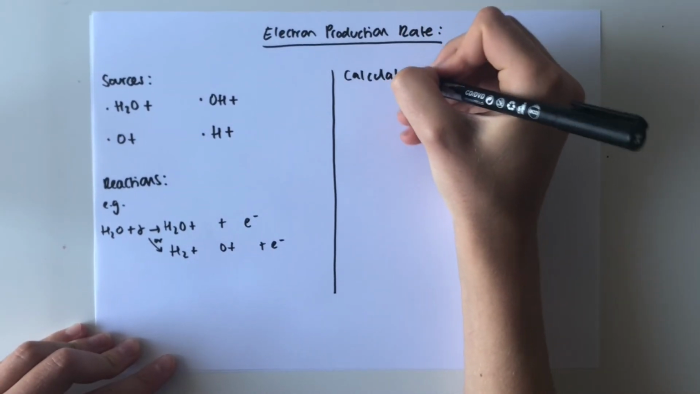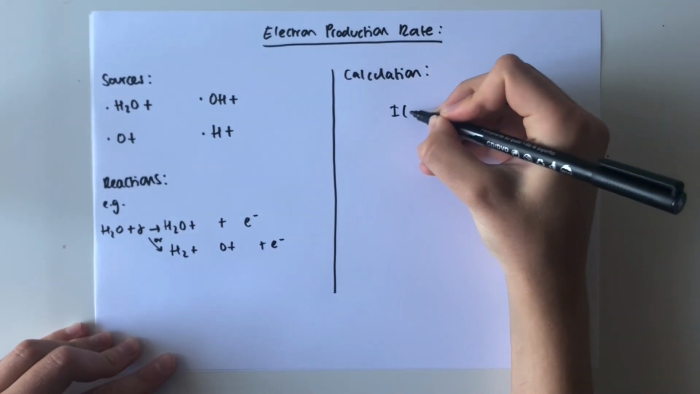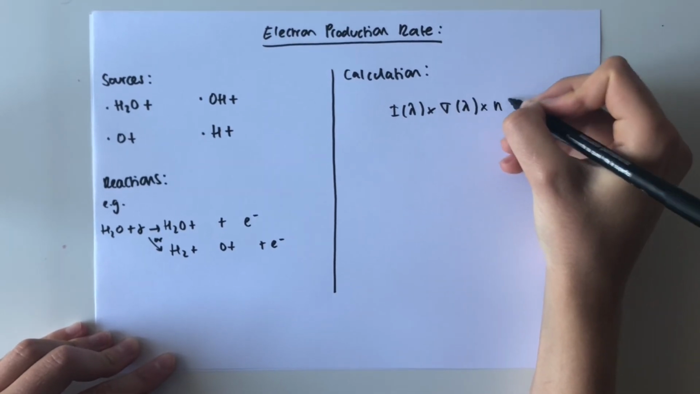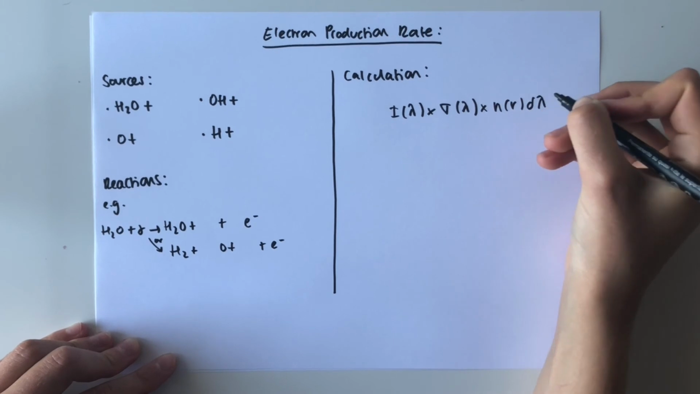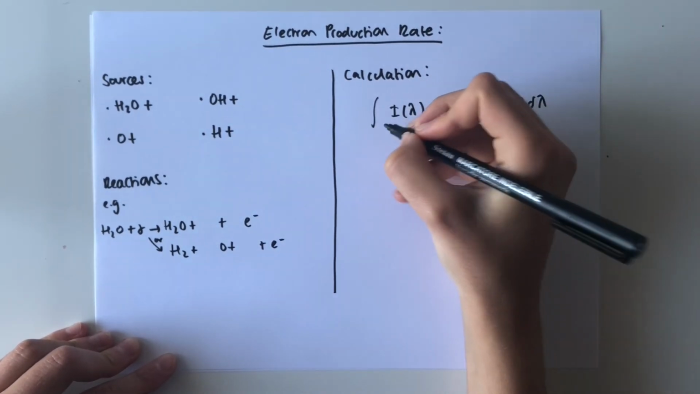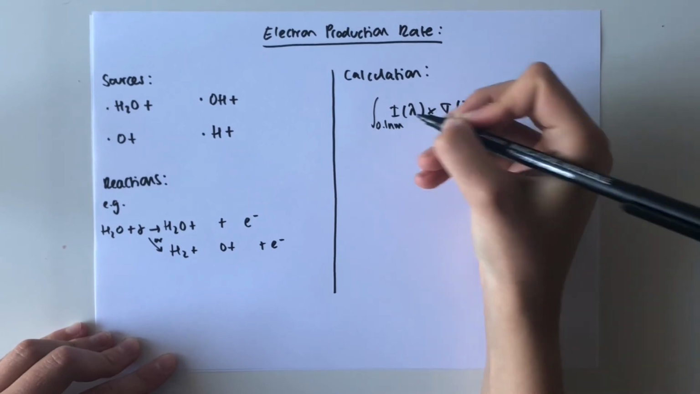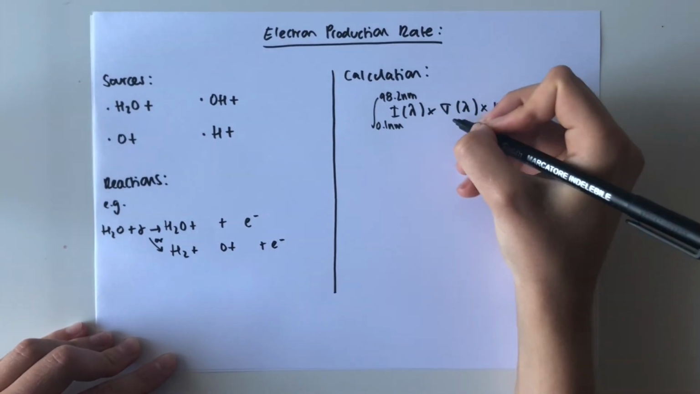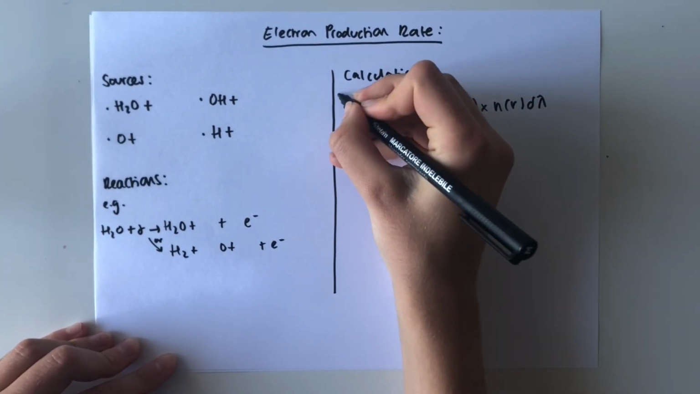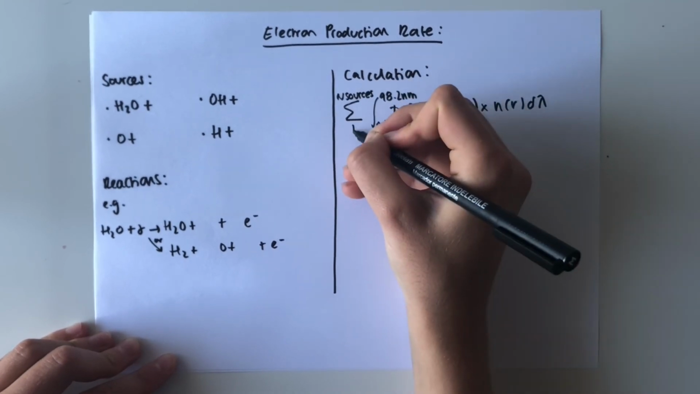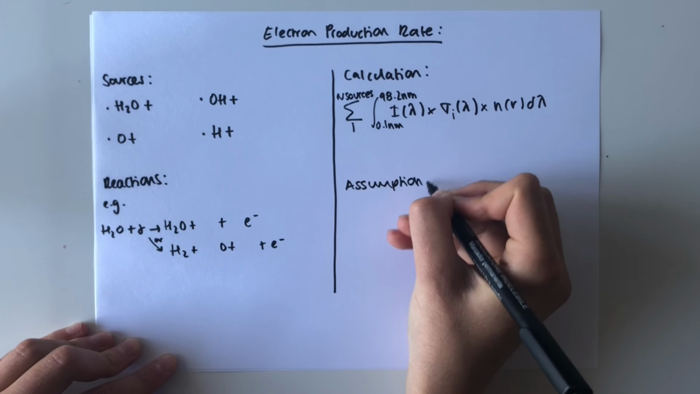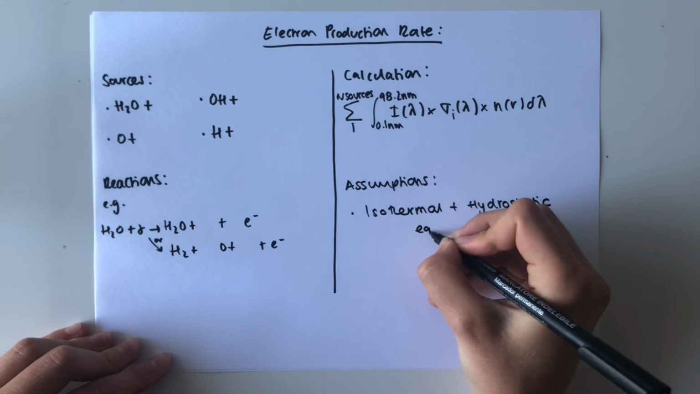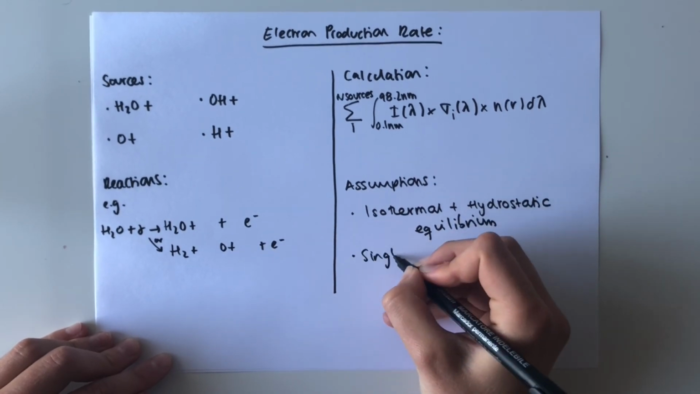When calculating this rate, it depends on the attenuated solar flux, the photoionization cross-section, that is, the probability of an electron being emitted due to its state, and the neutral number density of the coma at that point, integrated over a range of wavelengths, from a non-ionizing short wavelength of 0.1 nanometers to an ionizing threshold wavelength in water of 98.2 nanometers. This would be summed up for all the different sources of electron production. These calculations were carried out under the assumption that the coma is in isothermal equilibrium and hydrostatic equilibrium, and that the ions that we were considering were singly charged only.